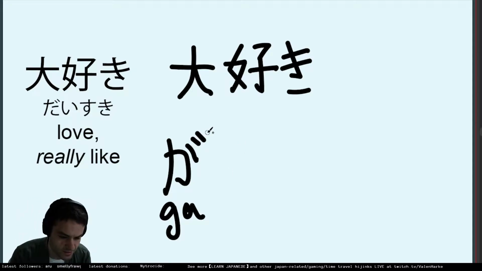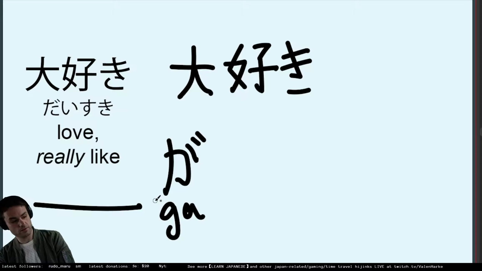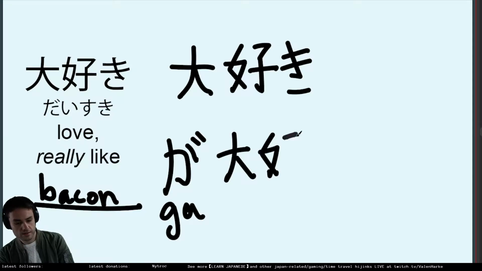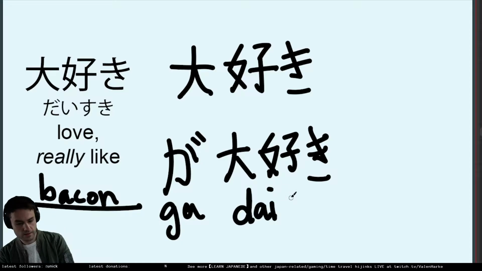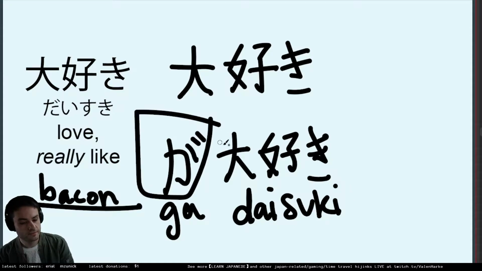These kids these days. So what we gotta say, whatever you really like or love, you put right there, away from my head. Like, you know, what, pizza? No, not pizza. We love bacon in this class. Bacon. Ga. And then you throw on the daisuki. Ga. Daisuki. Very easy. And you're gonna immediately say, what is ga?